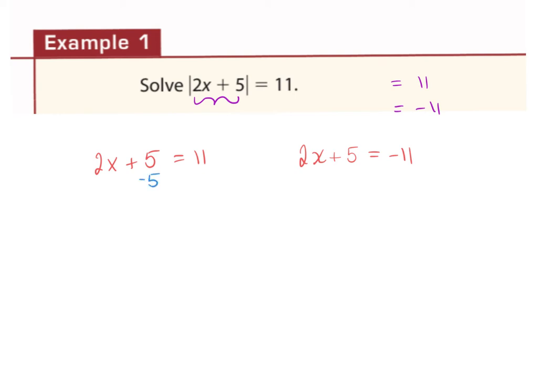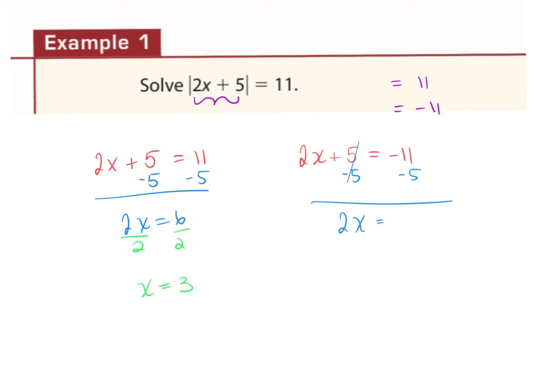We will subtract our 5. We get 2x equals 6, and then we would divide by 2, x equals 3. That's one of our answers. We do exactly the same thing on the other side. We subtract our 5. We get 2x equals negative 16. Then we divide by 2. X equals negative 8. All right?